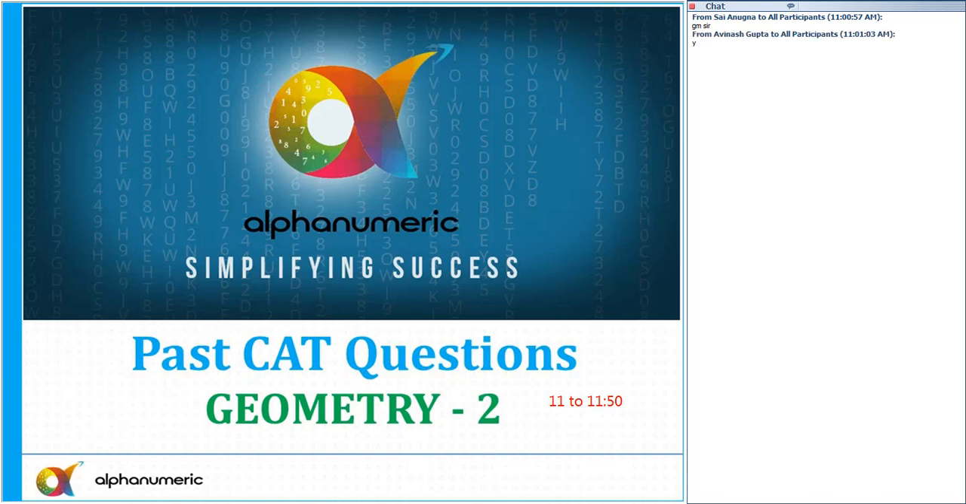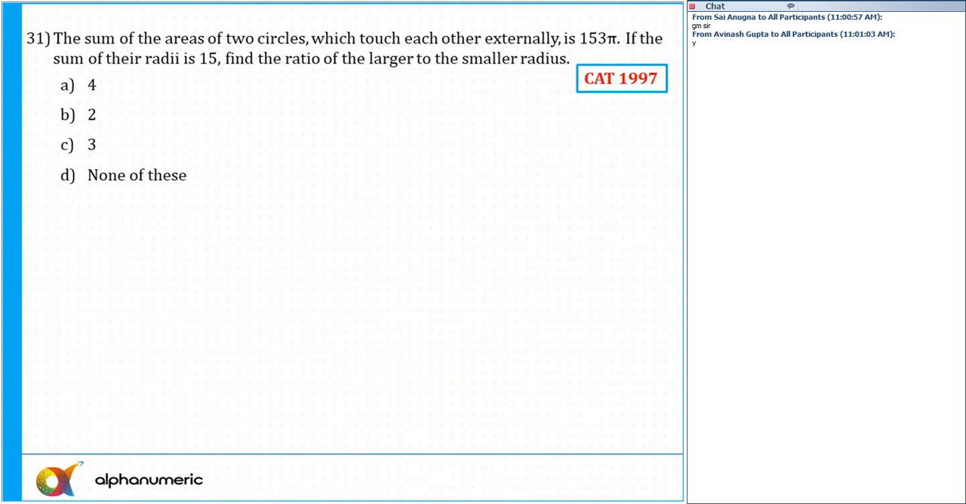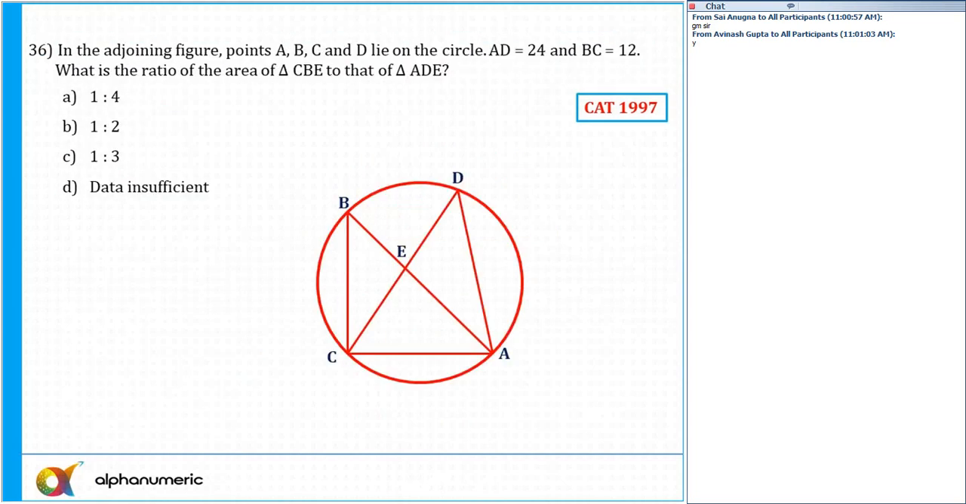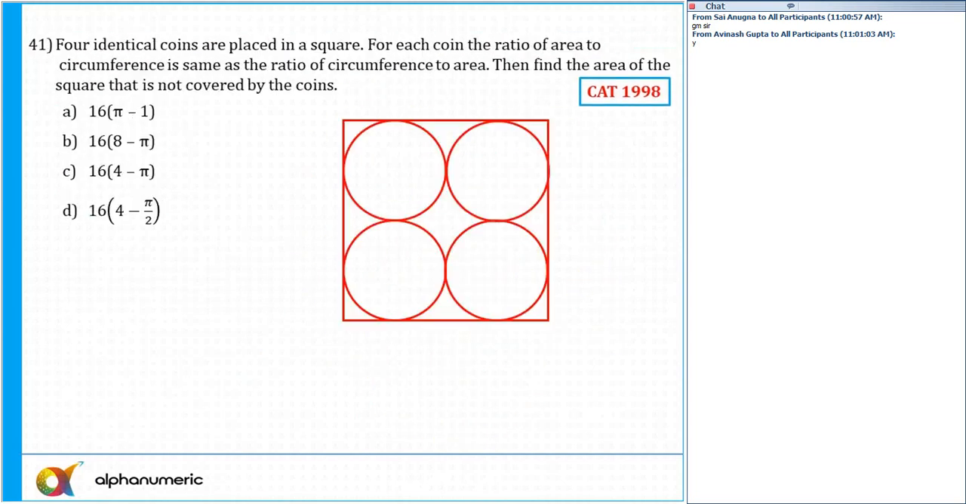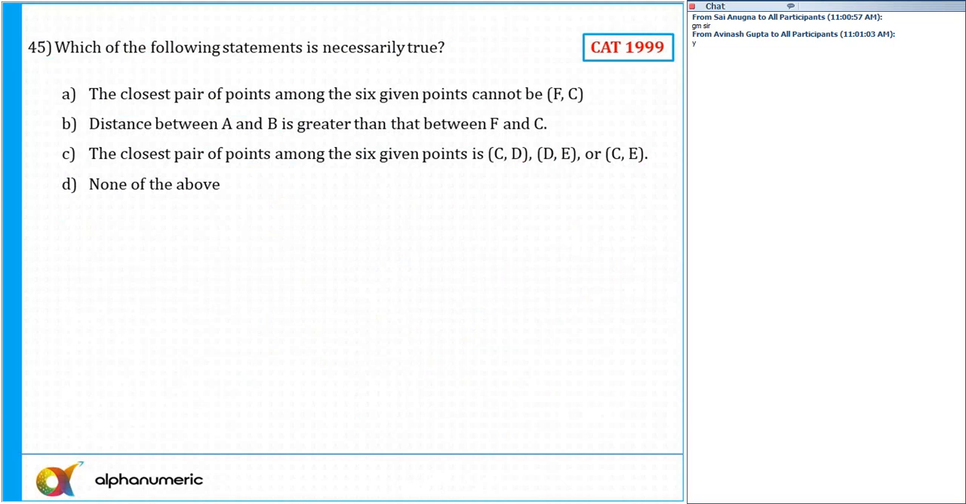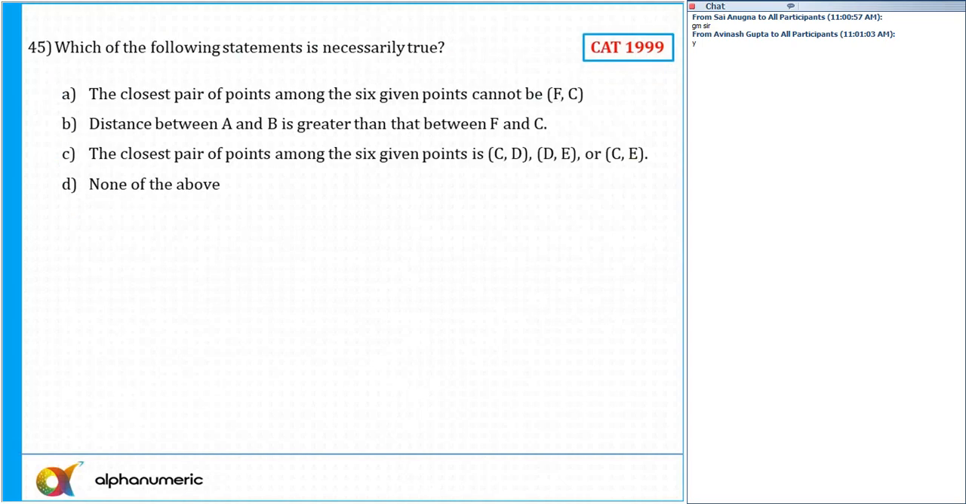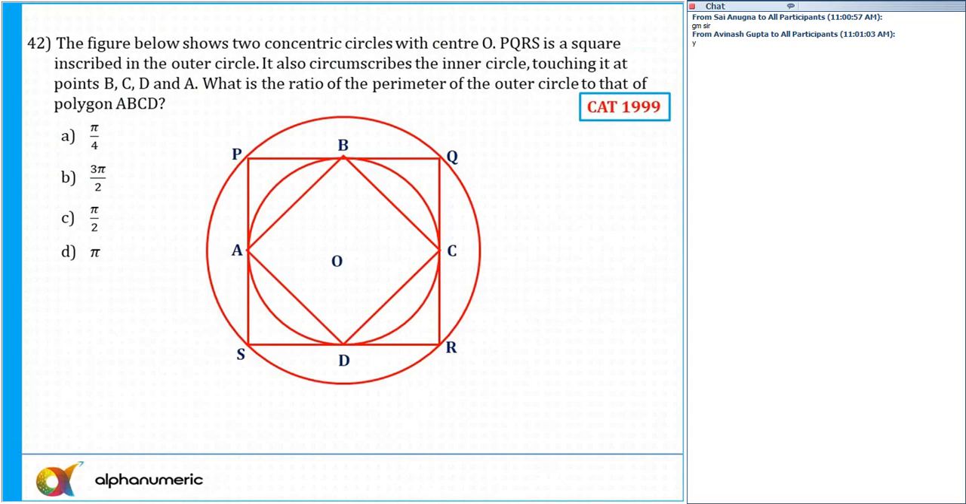So let's start today's session. In the first session, we discussed 30 questions, all the questions till CAT 96. In this session, there are questions 31, 32, 33, 34, 35, 36, 37, and so on. There are a total of 16 questions, 31 to 46, covering CAT 97, 98, and 99.